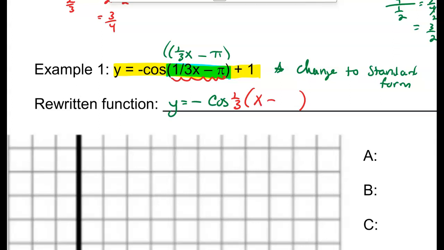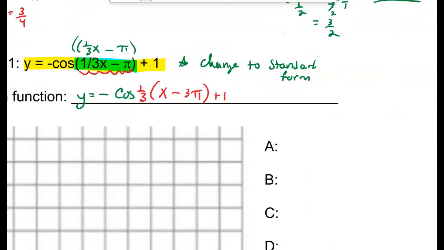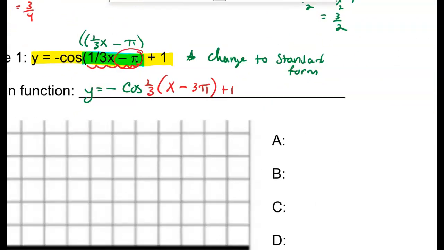x minus pi over 3, pi times 3, what is that? Shouldn't it be 3 pi? Shouldn't it be 3 pi on this one? And then we have our plus 1. Now someone goes, well, how did you get the 3 pi? What do I have to do to the negative pi? I have to divide it by what? 1/3. So it's negative pi times 3/1. Is that negative 3 pi?